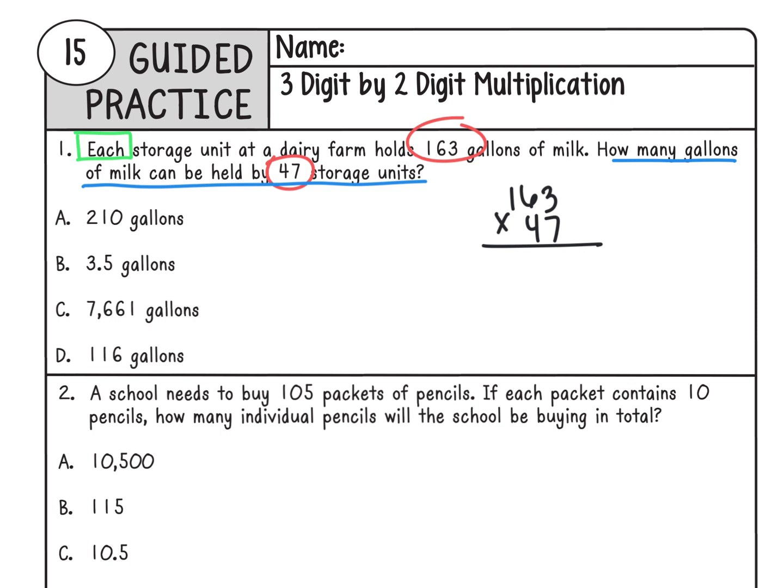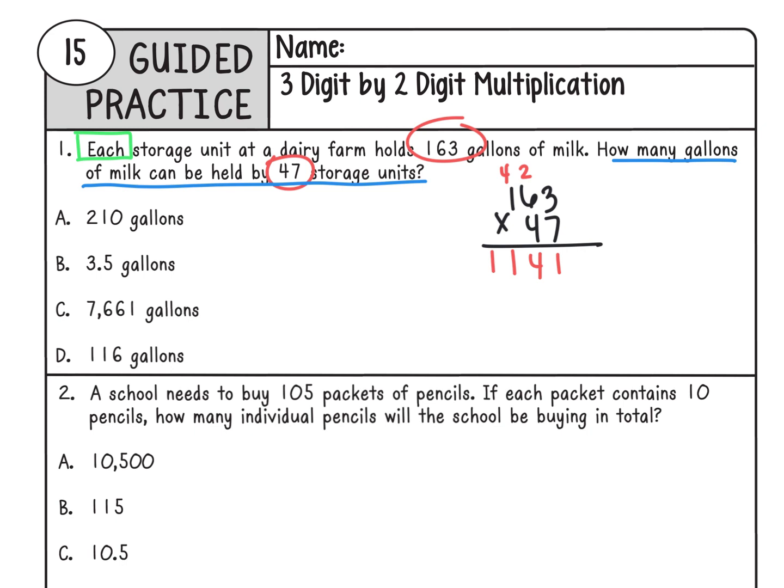I'm going to get my first partial product by multiplying this 7 by all of the top numbers. So I'm going to do, you should be writing with me. If I'm writing, you're writing. If I circle, you circle. If I underline, you underline. If I box, you box. 7 times 3 is 21, carry your 2. 7 times 6 is 42 plus the 2 that I carried, which makes 44. And then 7 times 1 in the hundreds place is 7 plus the 4 that I carried is how much? 11. So your first partial product is 1141.